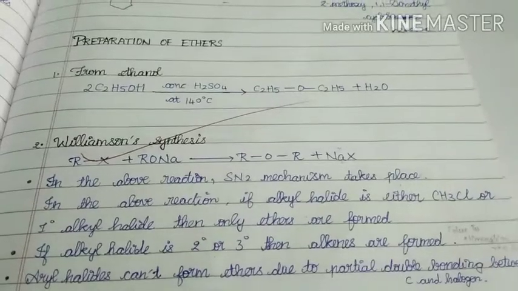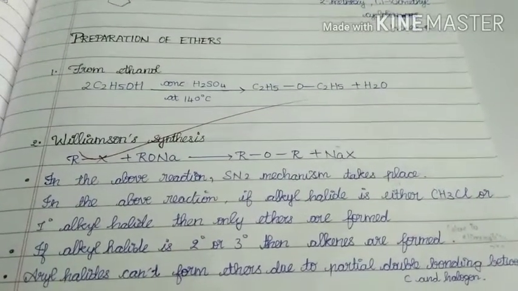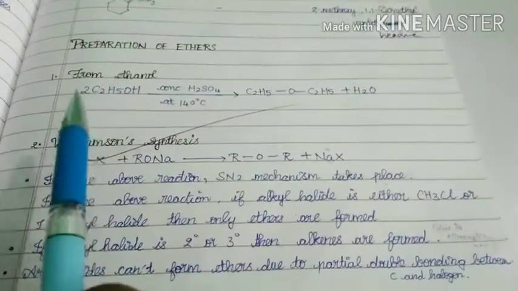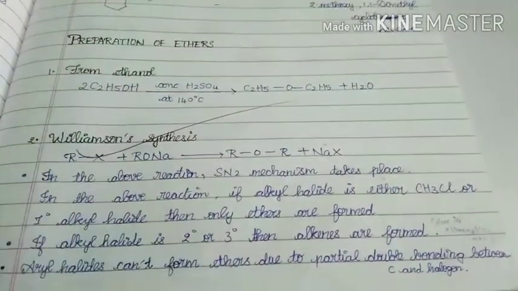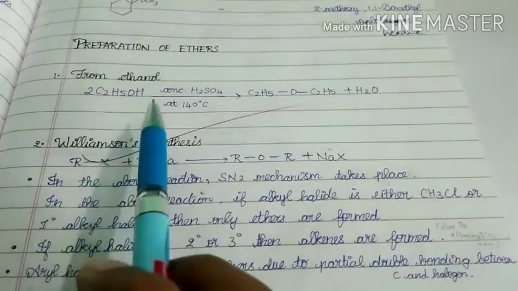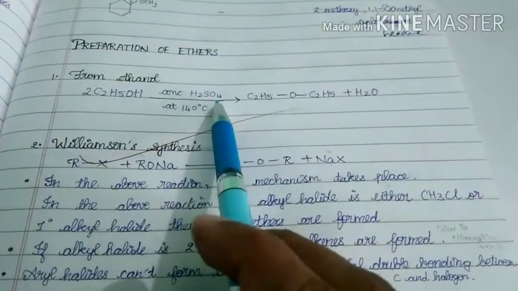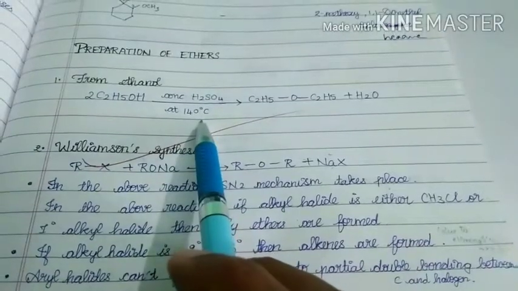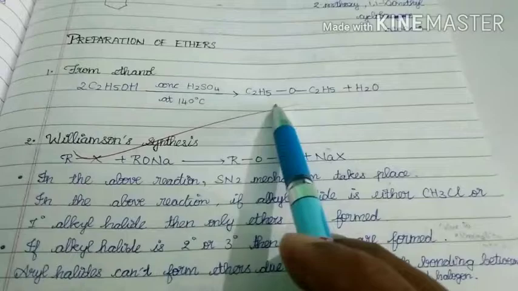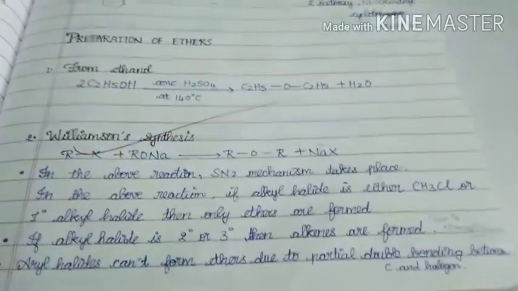Next topic is preparation of ethers. First preparation method is from ethanol. How can we make ethers from ethanol? When ethanol undergoes reaction with concentrated H2SO4 at 140 degrees centigrade, we discussed already in the alcohols topic, then we get ethers. That is one preparation method.